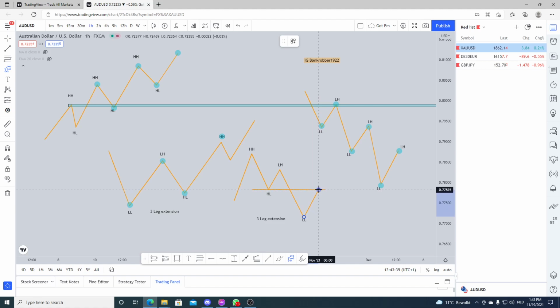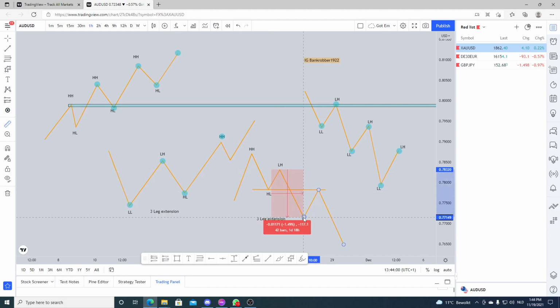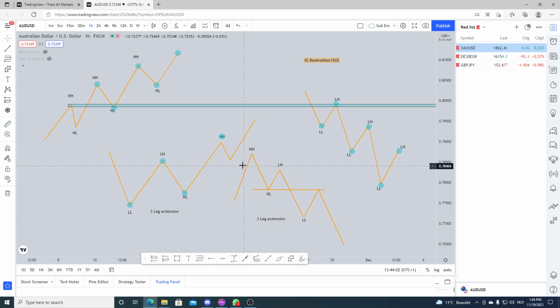Boom. And deny that and make a new lower low. See, people are going to start selling here. But the 3-leg extension kind of allows you to sell it here, right? So you're ahead of the game, right? Yeah, you're 11 pips ahead of the game.